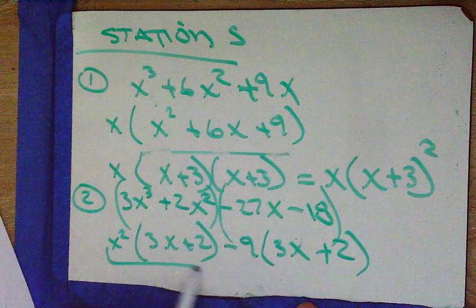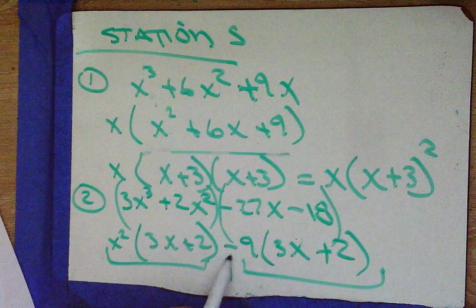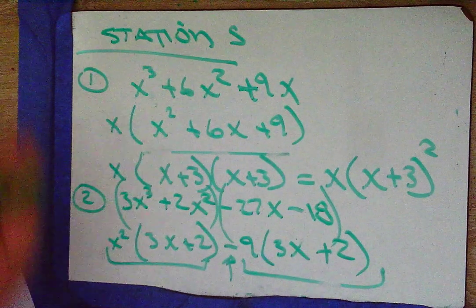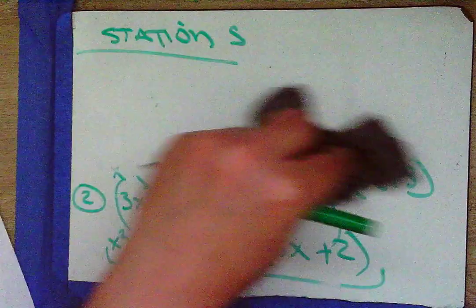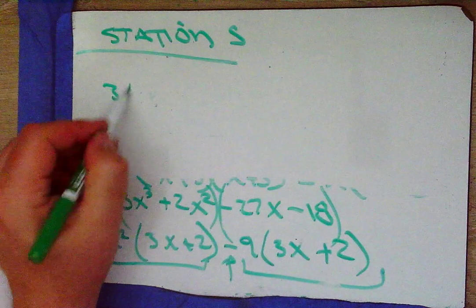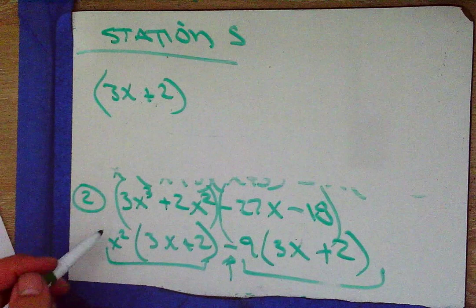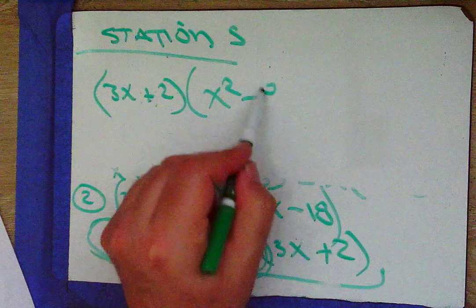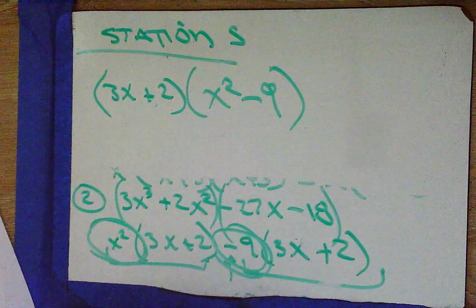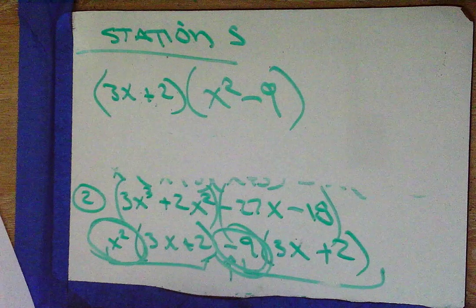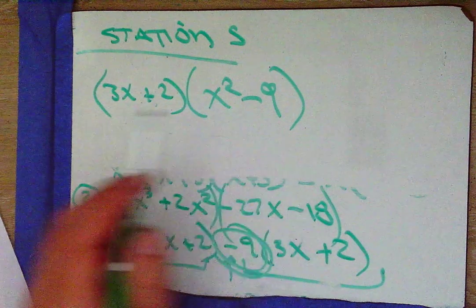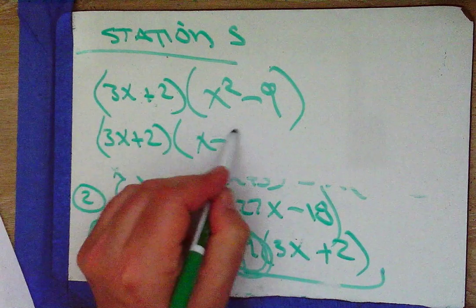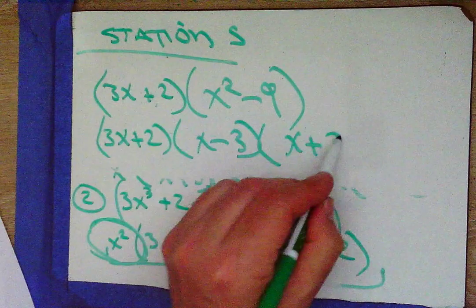I see 2 terms joined with subtraction. Did those 2 terms have anything in common? Sure do. So let's factor out that 3x plus 2. And what's left over when I do that? Well, I get x squared minus 9. Okay, is there anything we're missing? That's right. Good. Nice. That's a difference of squares. So we still have to take this further. It's going to be x minus 3, x plus 3.